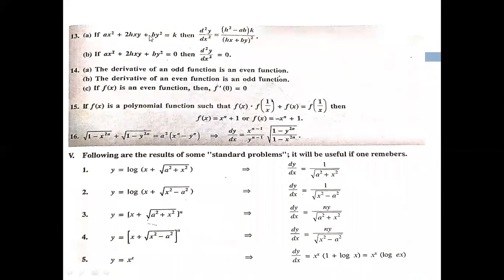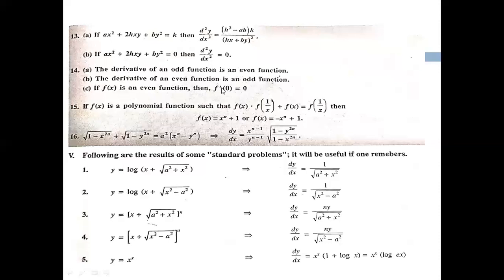If ax square plus 2hxy plus by square is equal to k, then d square y by dx square is equal to, this is a direct result, (h square minus ab) into k divided by (hx plus by) whole cube. And if ax square plus 2hxy plus by square is equal to 0, then d square y by dx square is equal to 0. Okay. The 14th one: the derivative of an odd function is an even function. Remember this: the derivative of an odd function is an even function.